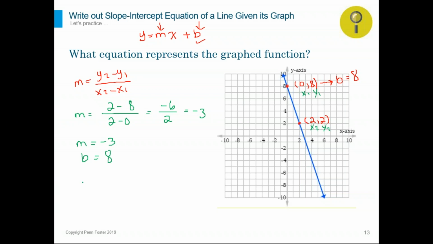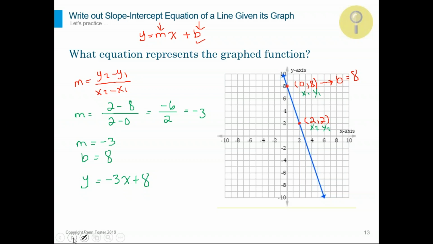Put them together in the equation. Y equals negative 3x plus 8. That's the equation. That's it. Any questions? Anything that was not clear on how I put the equation together? Okay, that's a good sign.